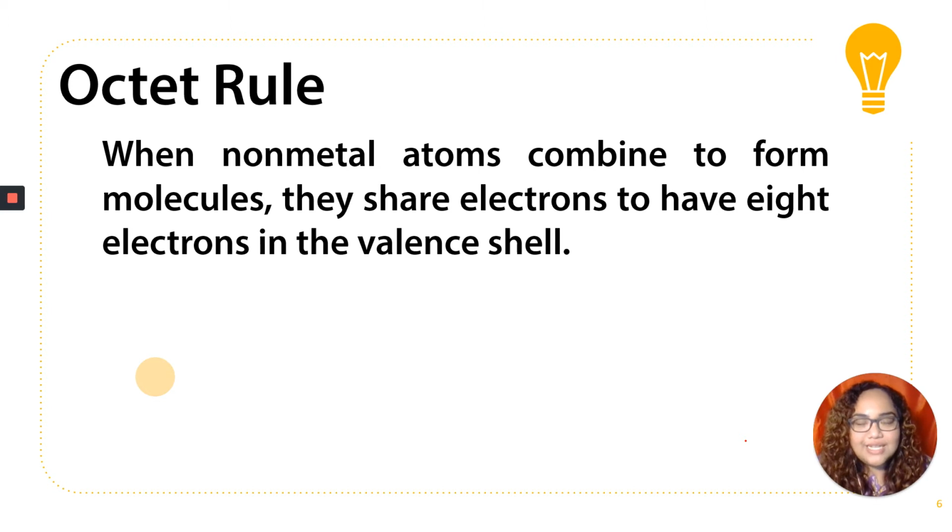The octet rule states that when nonmetal atoms combine to form molecules, they share electrons to have 8 electrons in the valence shell. So that means that when two elements bond together, they have to have 8 electrons in both of their outermost shells. And how do they do that? They share these electrons for nonmetal atoms.